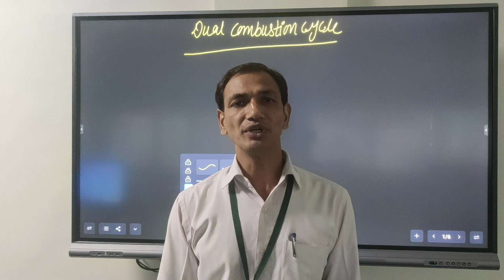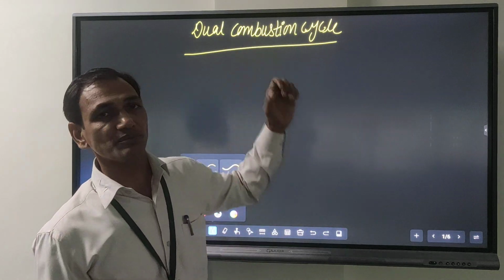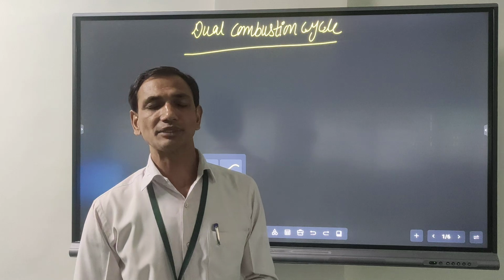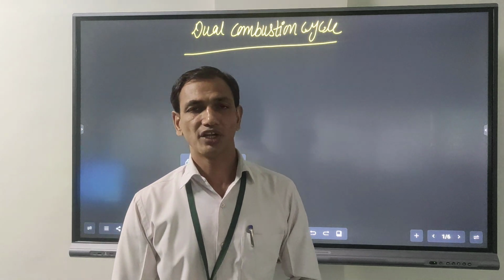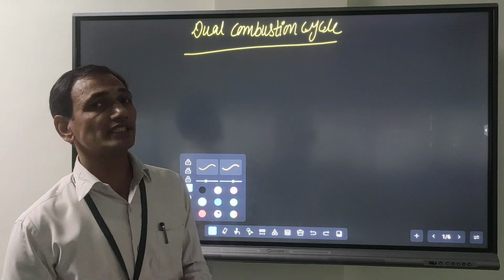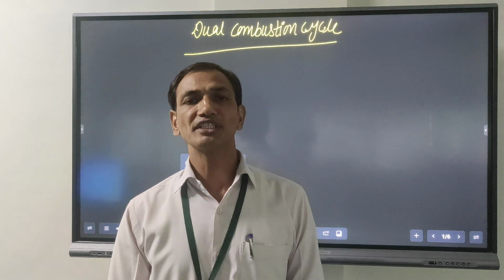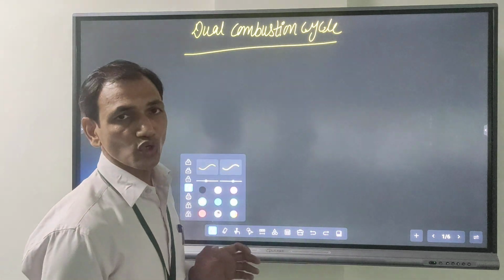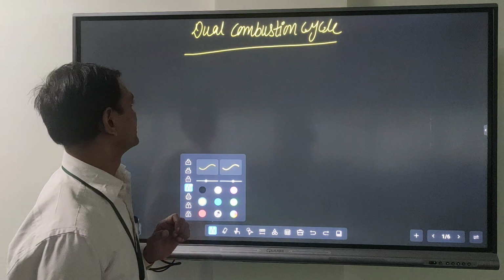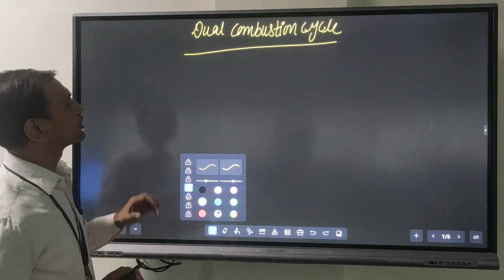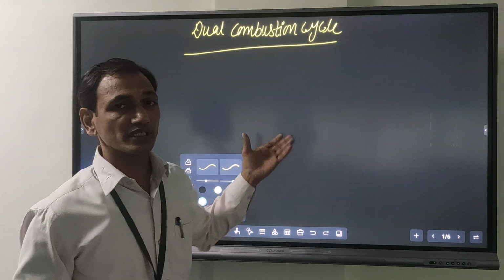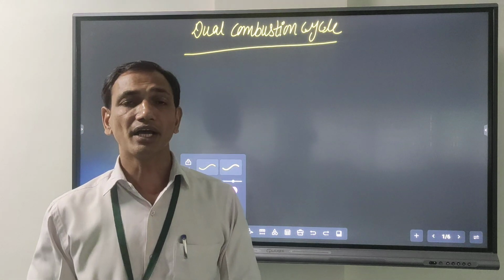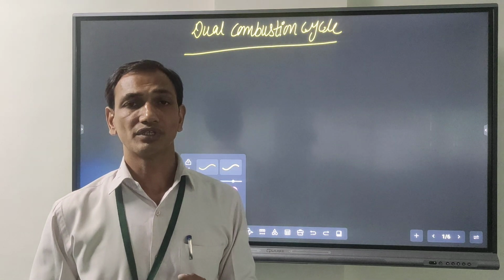Today I will discuss the dual combustion cycle. This chapter comes under the subject of thermodynamics. The dual combustion cycle is also called the combination of the Otto cycle and the diesel cycle, and it is also called the semi-diesel engine. During this discussion of the dual combustion cycle, I will derive the efficiency.